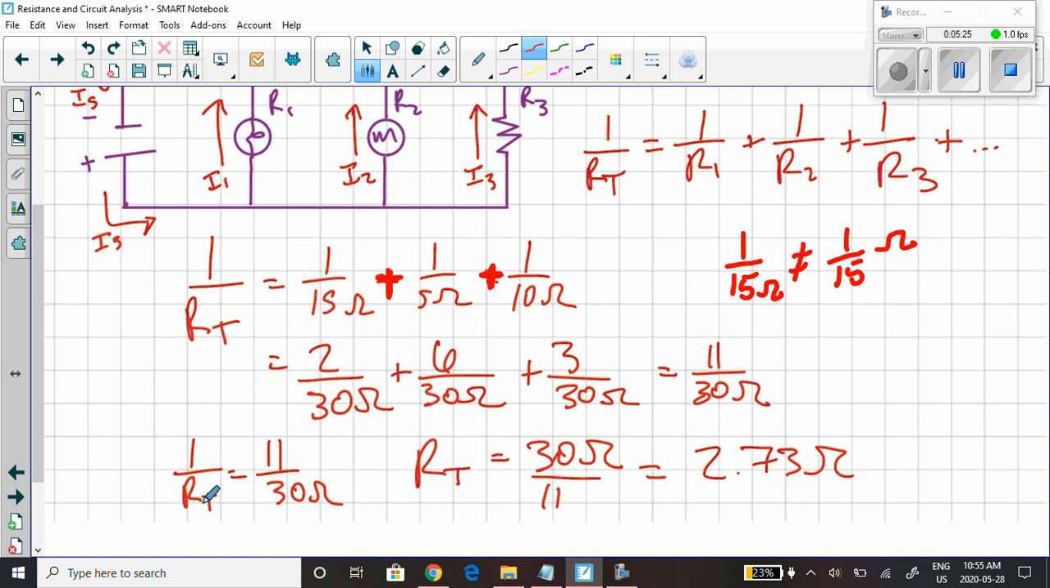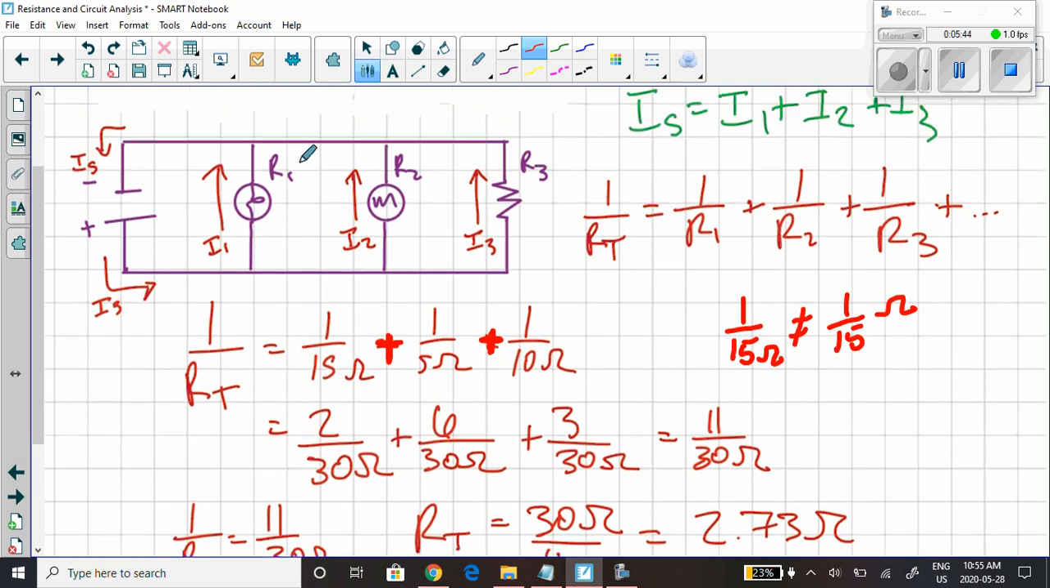Well, I flip this side of the equation. That means I got to flip the other side of the equation. And I get total resistance is equal to 30 ohms over 11. Then I divide the 30 by 11, and I get 2.73 ohms. So what's very interesting here is that the total resistance of these three loads on the source is 2.73 ohms.